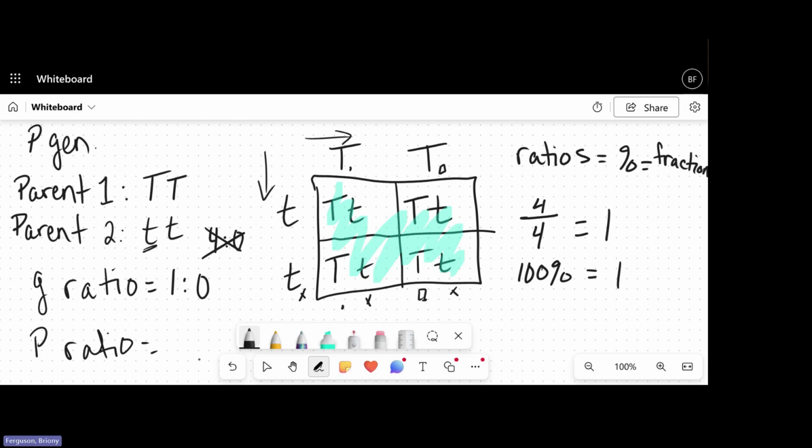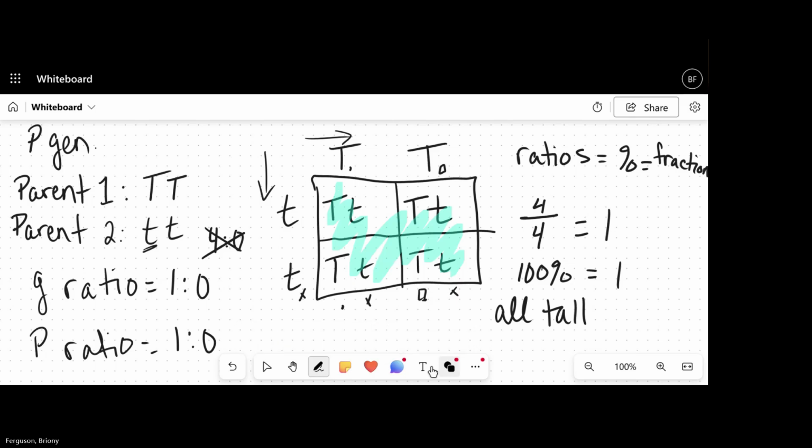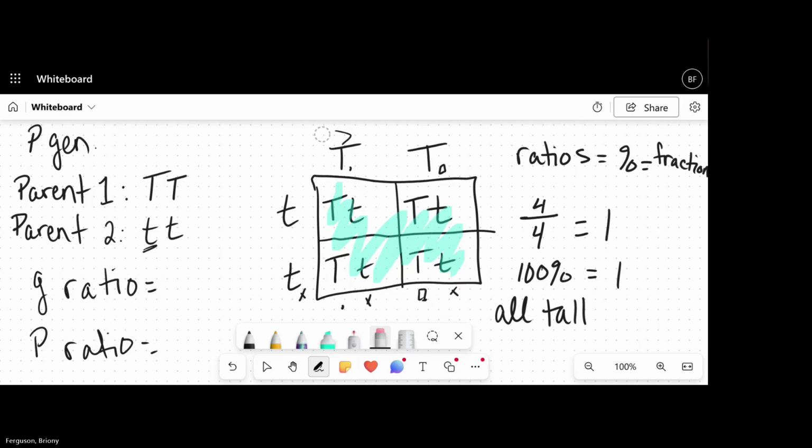We're going to do the same thing for our phenotypic ratio. They're all the same. They're all going to code for tall. So our phenotypic ratio is also going to be 1-to-0. Now let's do this for our F1 generation, so to find our F2 offspring.